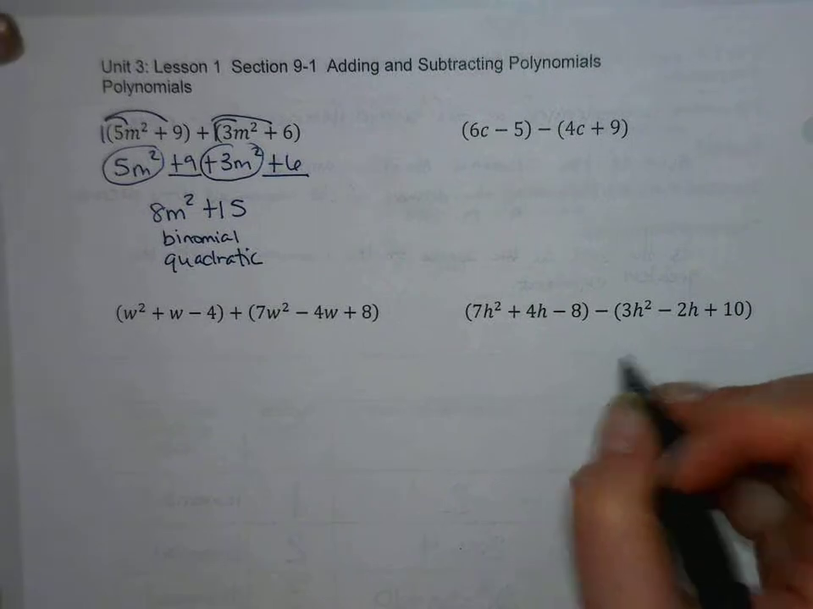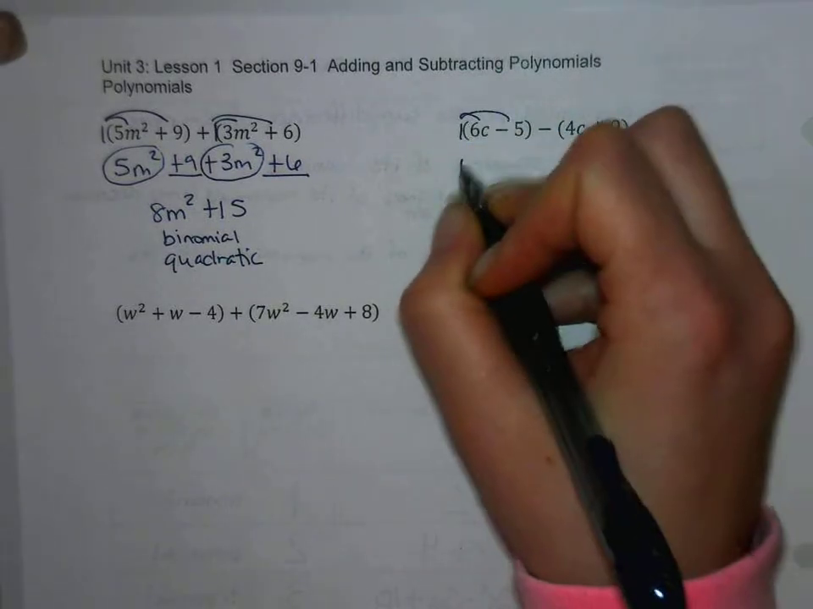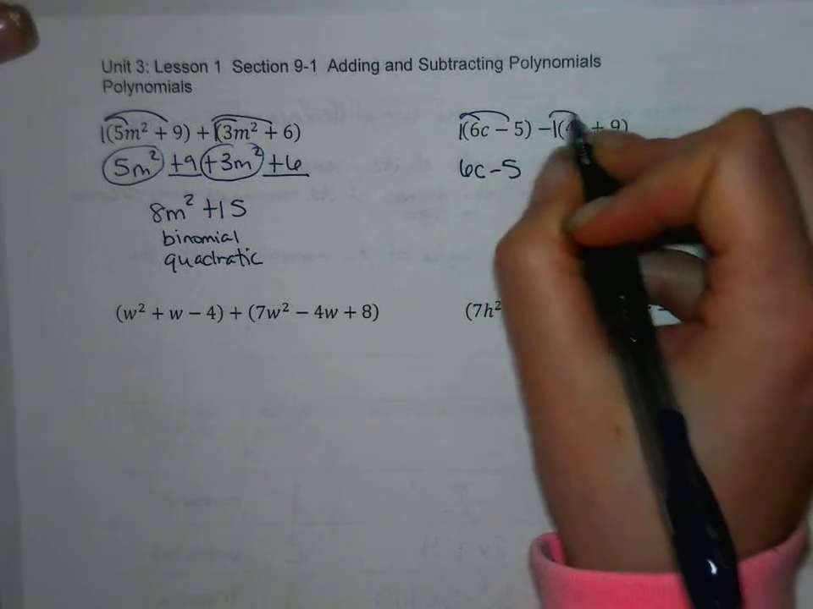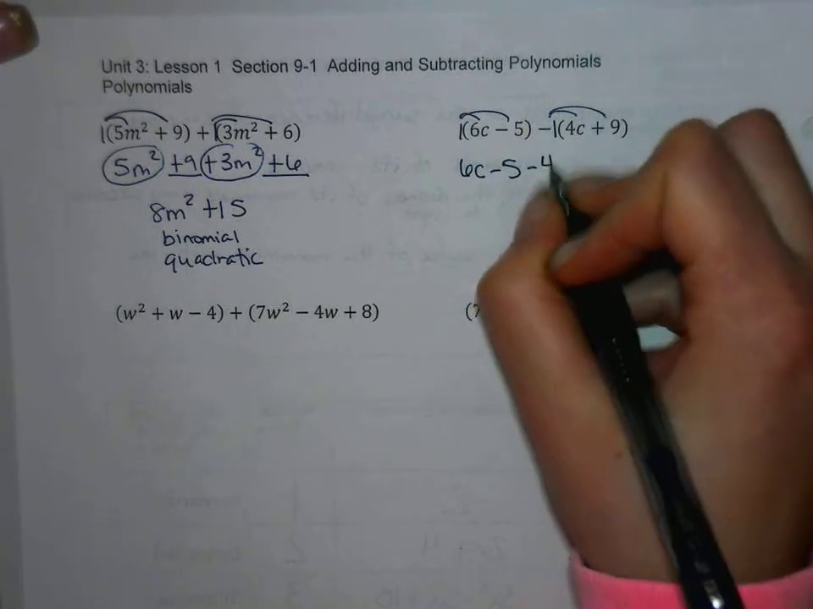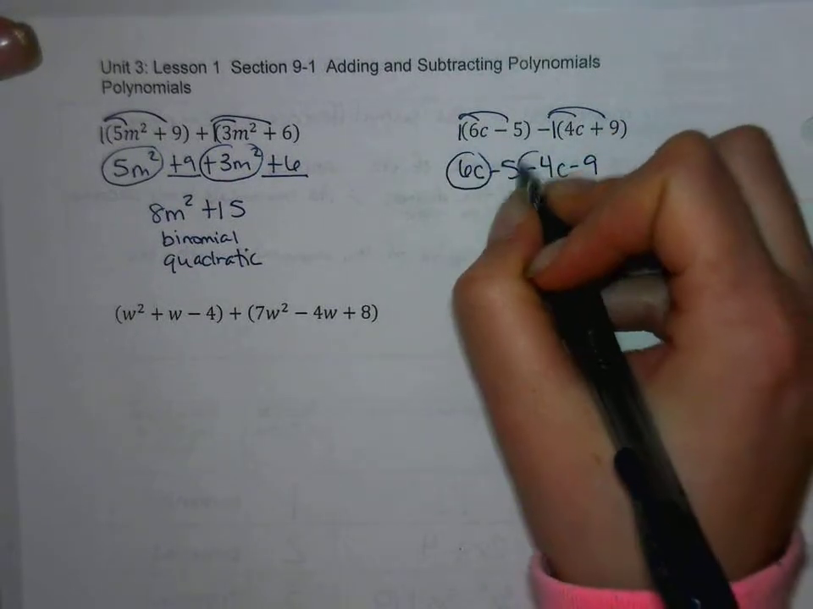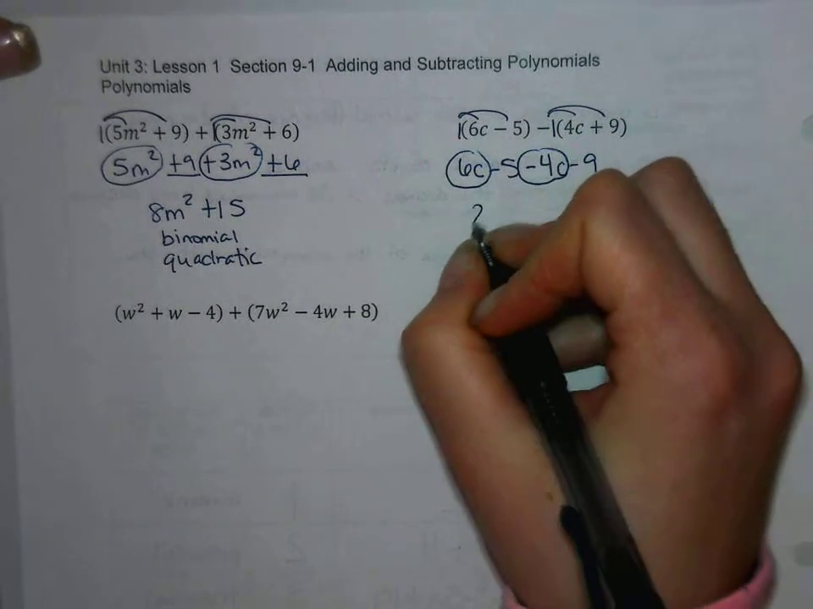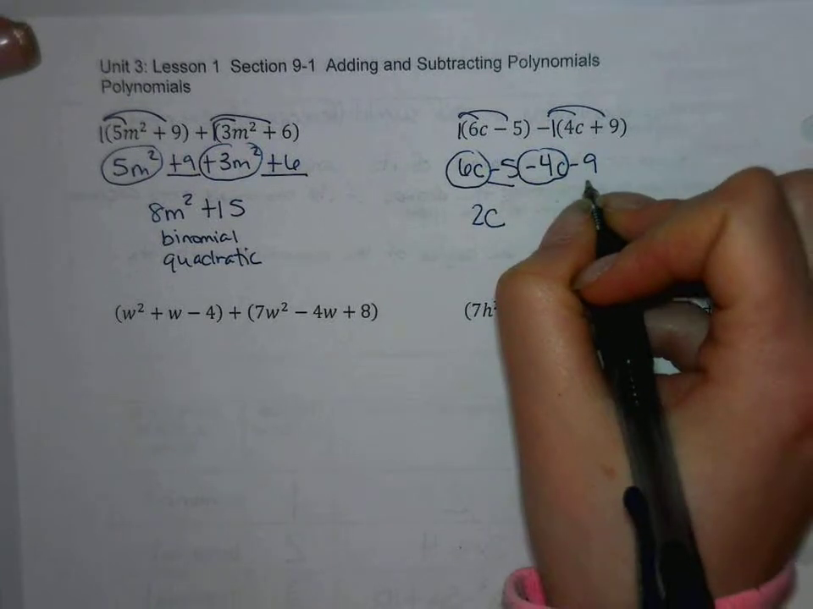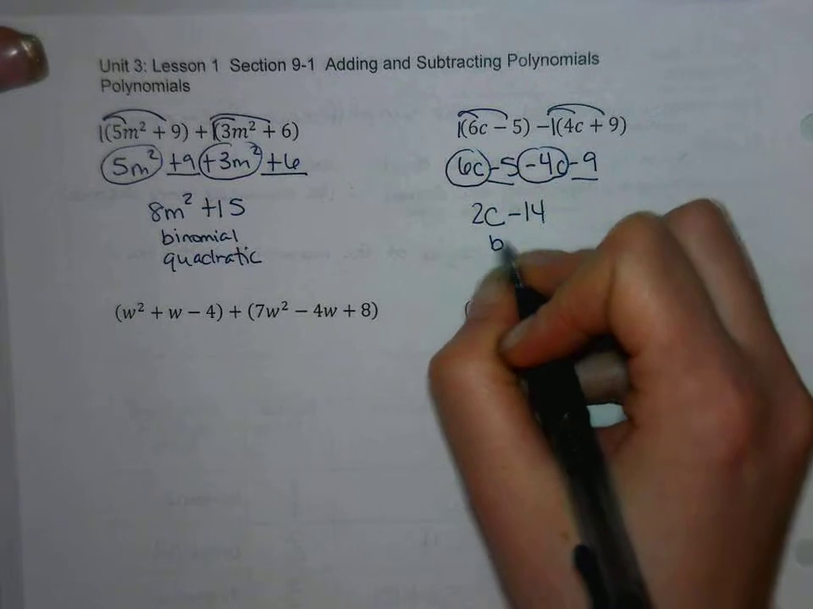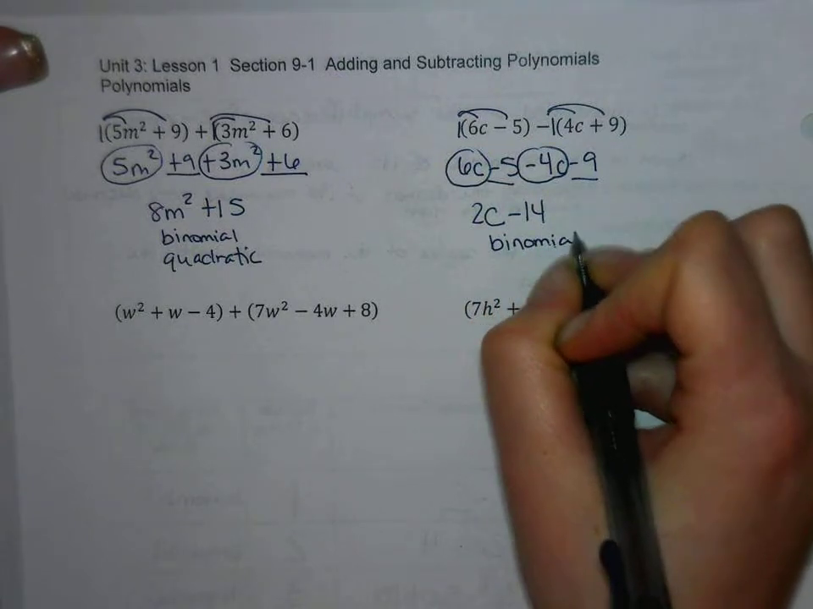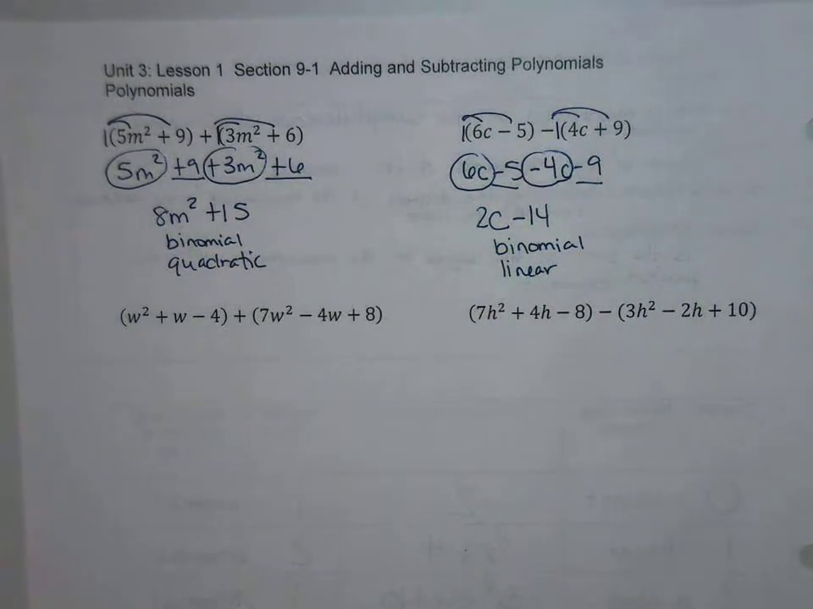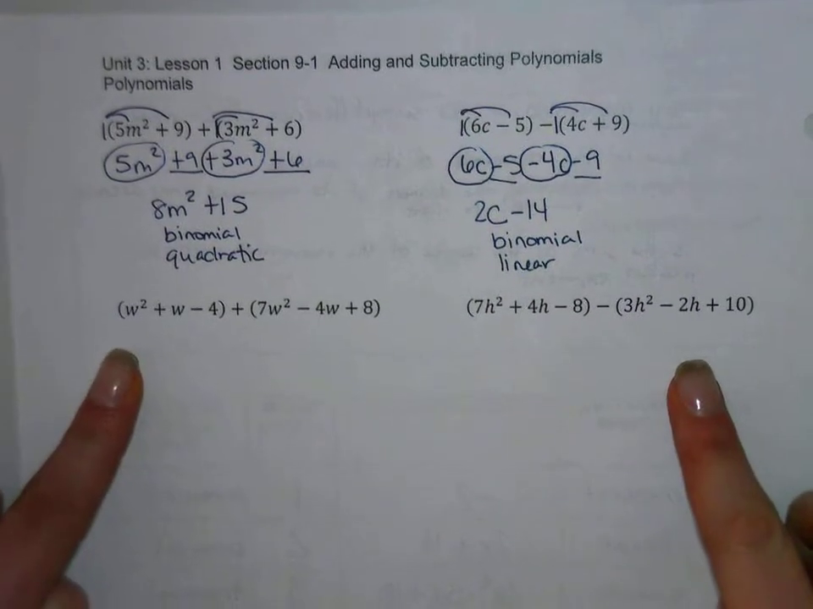So let's look at this next one. We have a positive 1 we distribute to get 6c minus 5. Here we're subtracting, so now we're distributing a negative 1, so it's a negative 4c minus 9. So our like terms, we end up with 6c minus 4c, and a 2c. Negative 5 minus 9 is a negative 14. We have 2 terms, so it's a binomial. Our highest degree is a 1, so it's a linear polynomial. I want you to finish these 2 on your own.